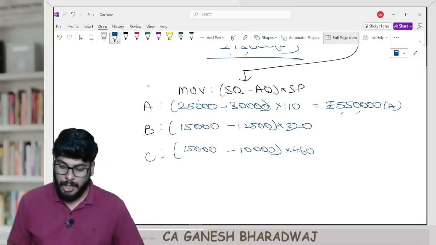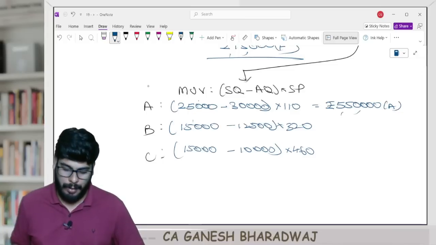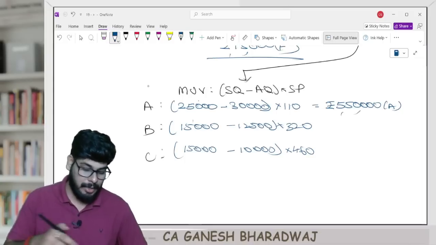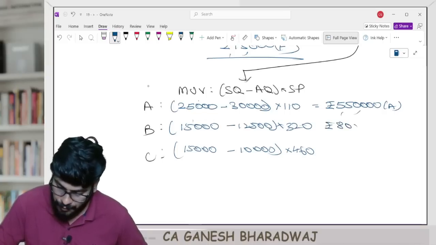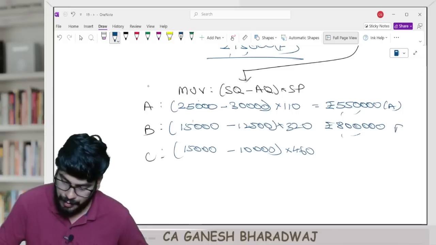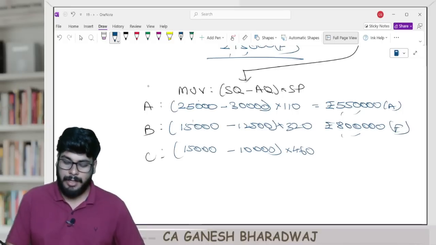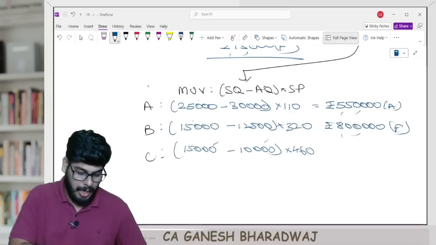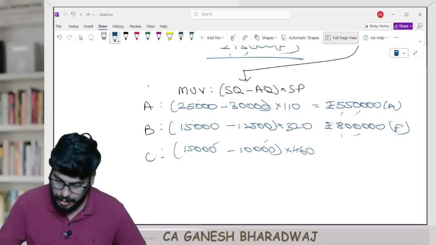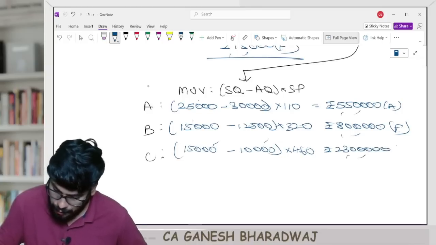For product B, you should have consumed 15,000, but you have only consumed 12,500. So you have consumed 2,500 kgs less, and each kg has a cost of 320 rupees. It's going to be 8 lakh rupees favorable. And then for C, you were allowed to consume 15,000 kgs. You've only consumed 10,000 kgs. You've saved 5,000 kgs for the company, and each kg was costing rupees 460. It's going to be rupees 23 lakh favorable, right?